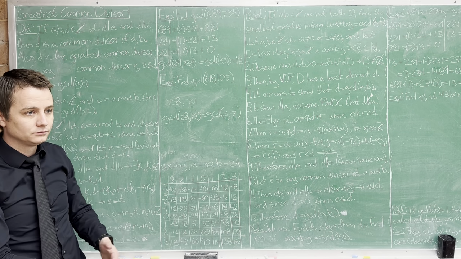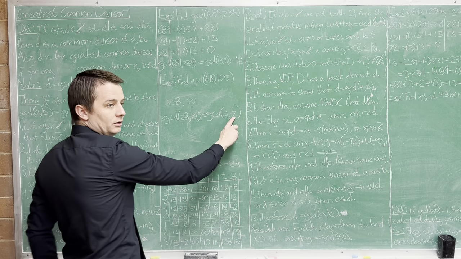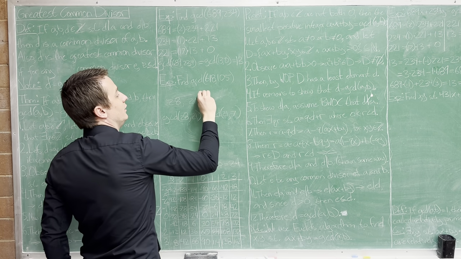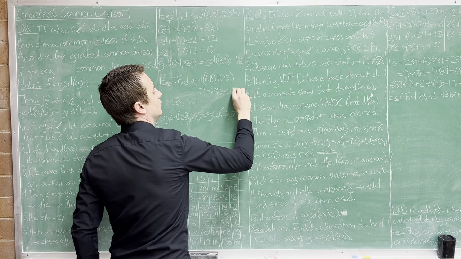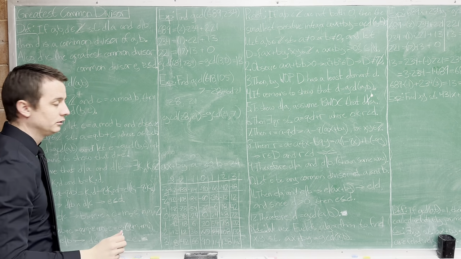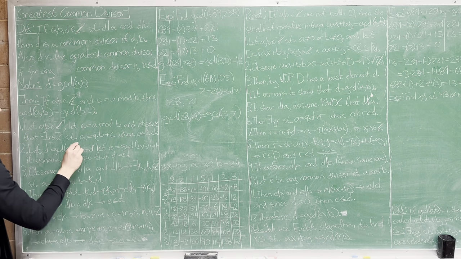Where did you get that 7? Where did you get the 7 you wrote down? This 7? Yeah. This 7 is equal to 28 mod 21. It's just the remainder. So that's what our theorem is saying.